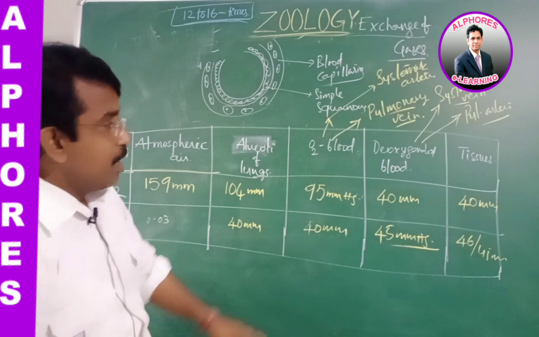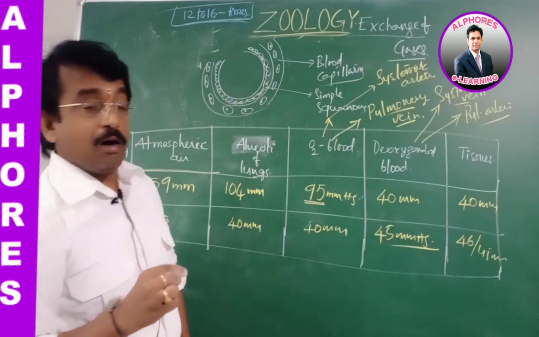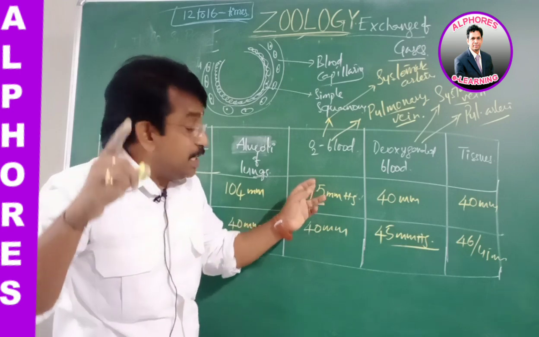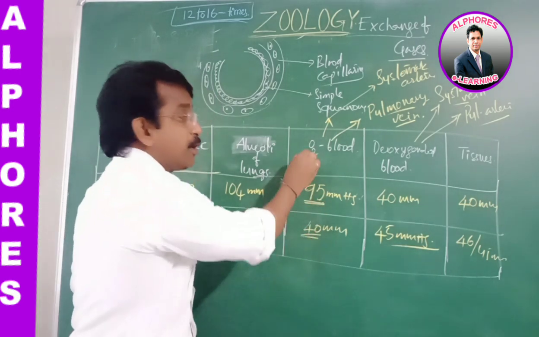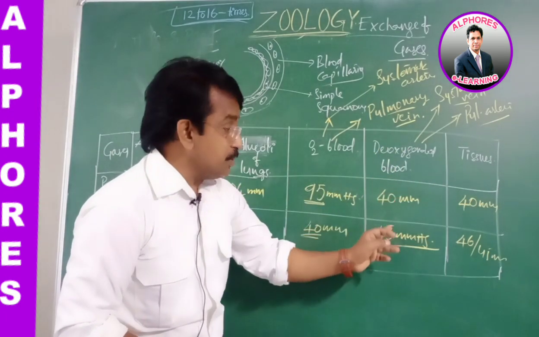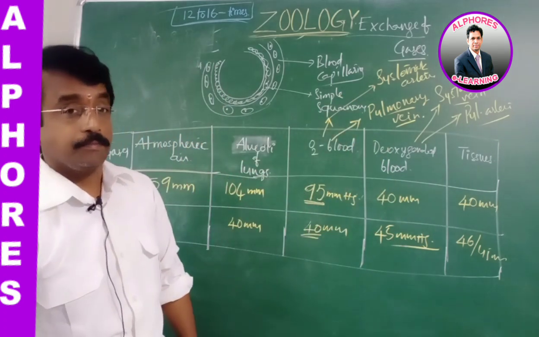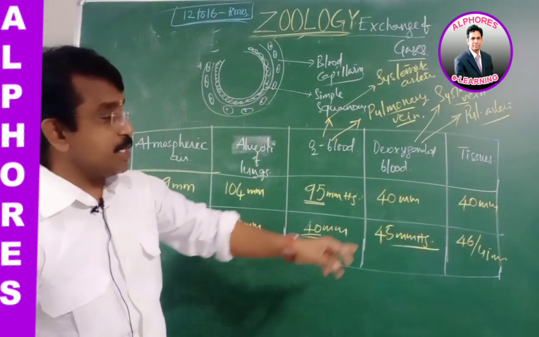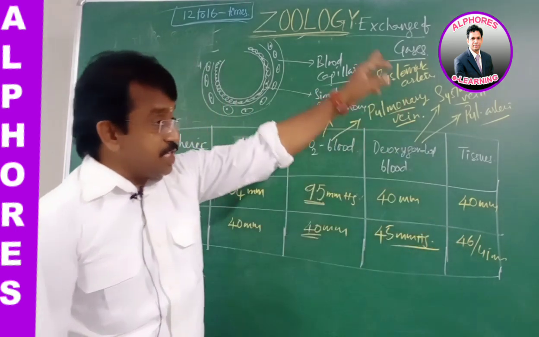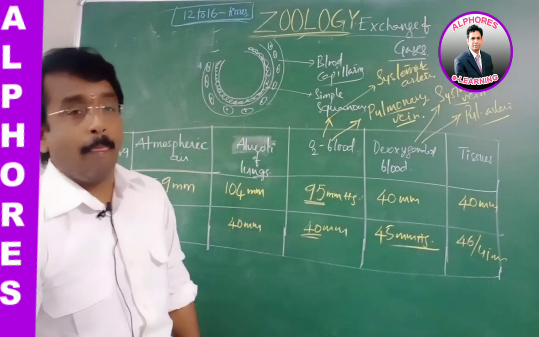Look here. Oxygenated blood carries more oxygen, with more partial pressure of oxygen. It doesn't mean that it doesn't carry carbon dioxide, but it is low. Next, deoxygenated blood has more carbon dioxide partial pressure compared with oxygen. This is at the tissues. At tissues, the partial pressure of carbon dioxide is more. Why? Oxidation of food substances liberates carbon dioxide, so carbon dioxide partial pressure is more at the tissues.